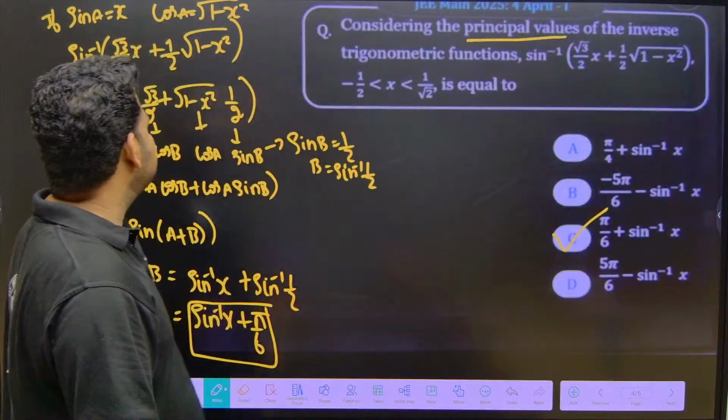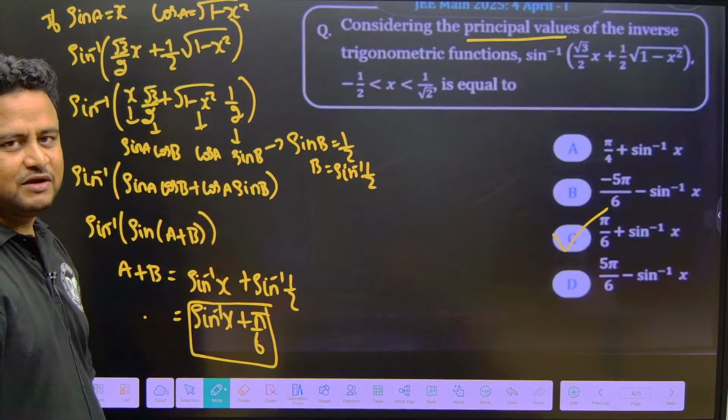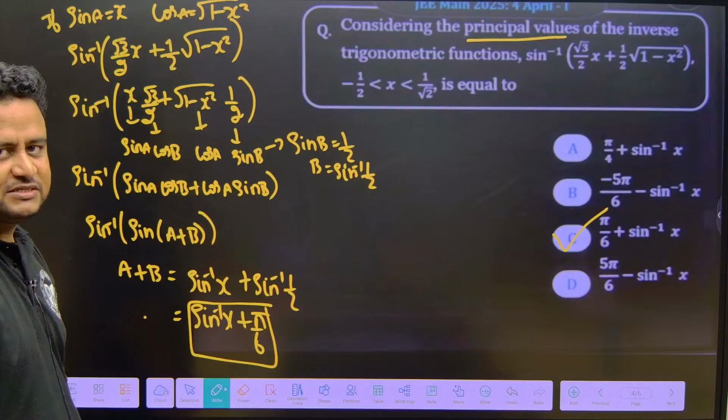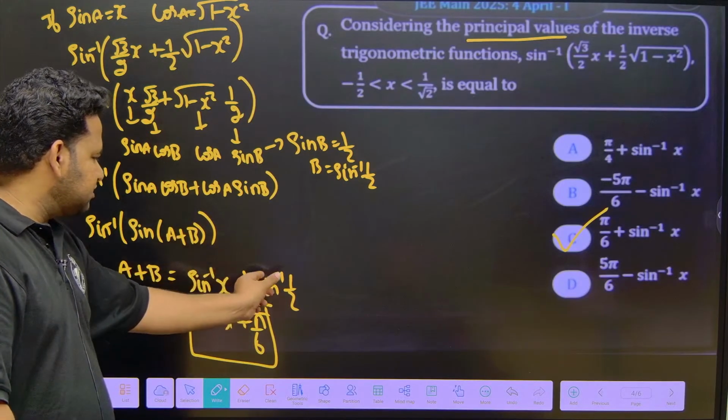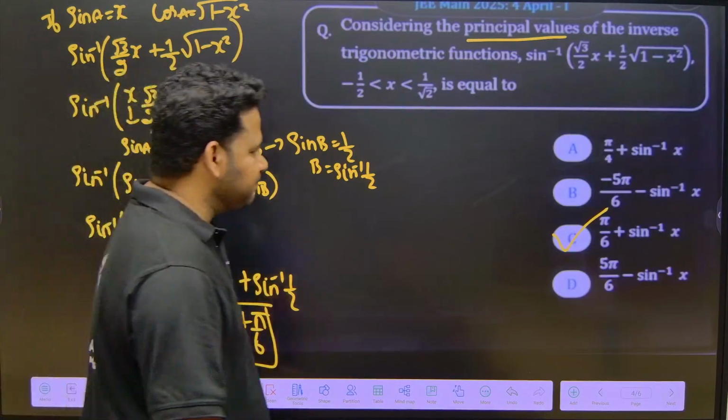This is fairly simple. This is sin inverse of sin of a plus b, so we have to use the a plus b formula. Sin inverse of sin of a plus b is a plus b. We will get a as sin inverse of x, and b as sin inverse of 1 by 2, that is pi by 6. Clear? Very simple.